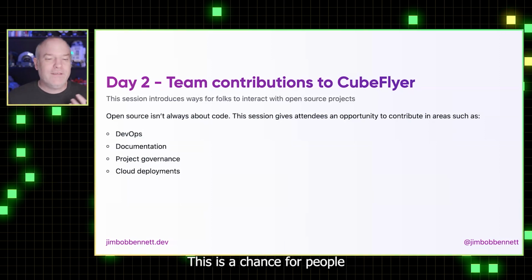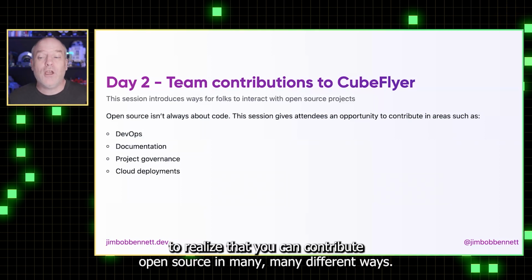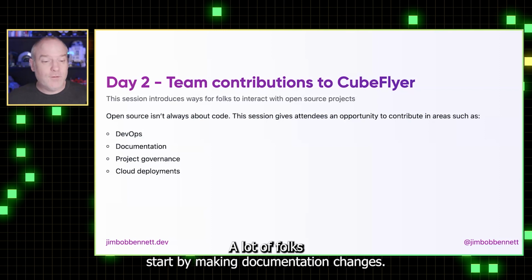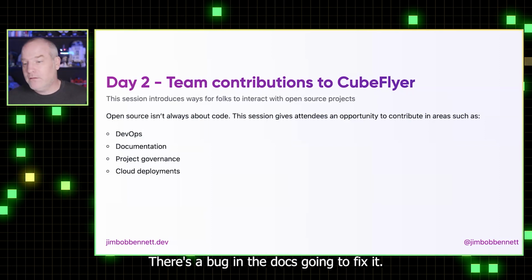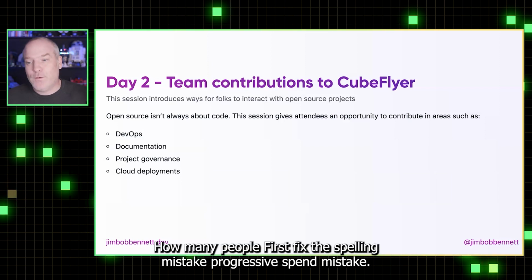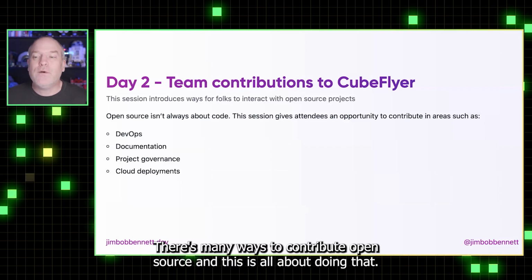Art and design. This is your chance for people to realize that you can contribute to open source in many, many different ways. A lot of folks start by making documentation changes. There's a bug in the docs, going to fix it, raise a pull request. How many people fix the spelling mistake? Pull request for the spelling mistake. It happens. There's many ways you can contribute to open source, and this is all about doing that.